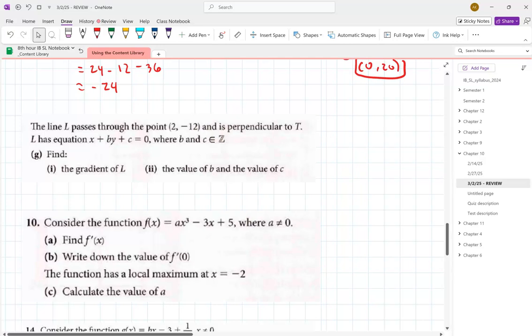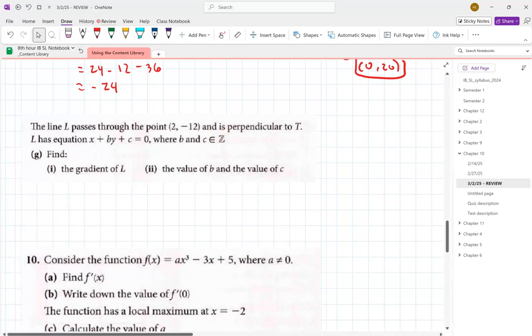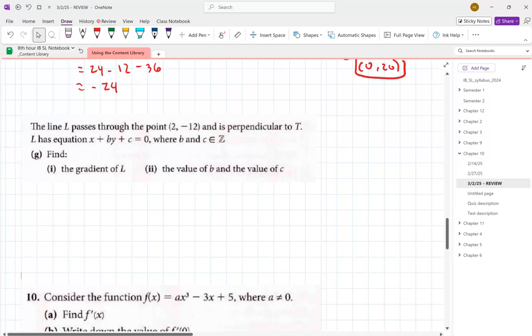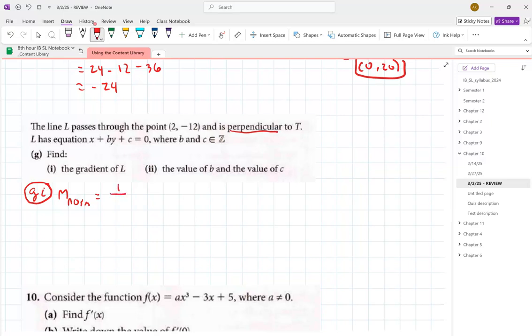And then we have one more part to this problem. It's like the never-ending problem. It says the line L passes through the point (2, -12) and is perpendicular to t. L has the equation x plus by plus c is equal to 0, where b and c are integers. Find the gradient for L. What's the key there? Well, it's perpendicular, right? So it's just going to be the negative reciprocal of the tangent gradient, which we found in the previous part.